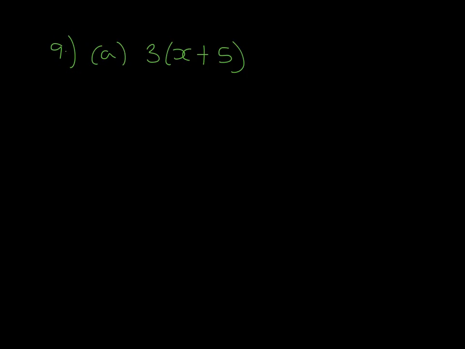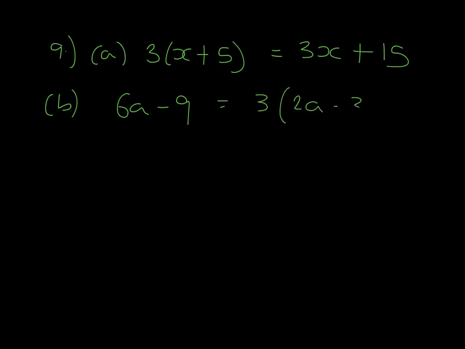Question 9, part A, expand this expression here. This gives us 3x plus 15. Part B, factorise 6a minus 9, which is 3 bracket 2a minus 3. This is also the same as question 5, so there is no excuse for getting this one wrong.